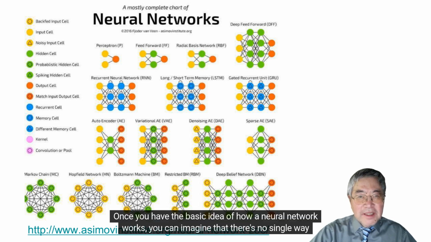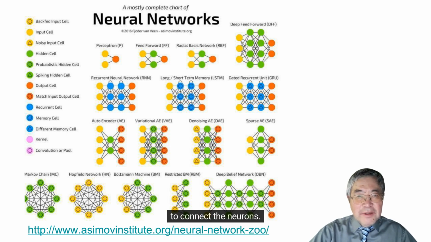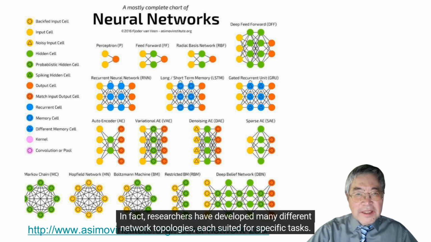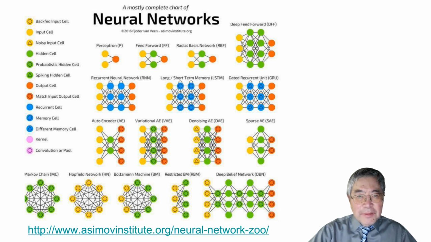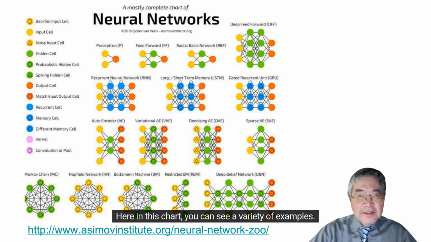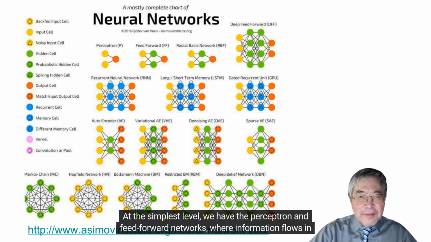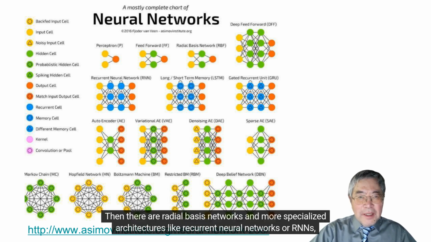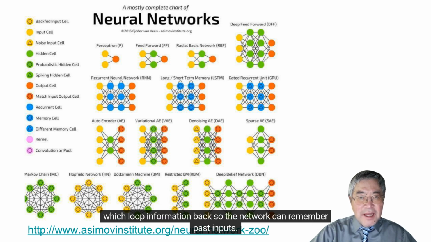Once you have the basic idea of how a neural network works, you can imagine that there's no single way to connect the neurons. In fact, researchers have developed many different network topologies, each suited for specific tasks. Here in this chart, you can see a variety of examples. At the simplest level, we have the perceptron and feed-forward networks, where information flows in one direction from input to output. Then there are radial basis networks and more specialized architectures like recurrent neural networks, or RNNs, which loop information back so the network can remember past inputs.